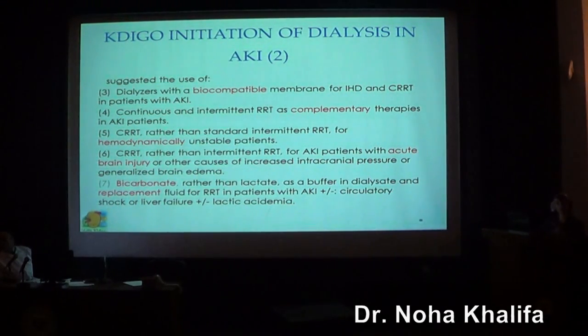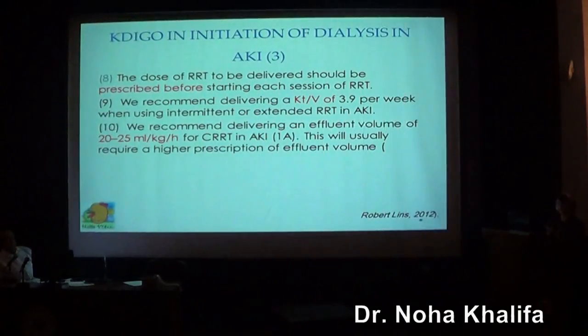So there's no one method that's superior over the other. You have to select your patient and accordingly select his own agenda. But they agreed that the CRRT is better for hemodynamically unstable patients and those with brain injury. It's better to use bicarb rather than lactate because your patient in ICU probably has some kind of liver insult as well, and you have to use a replacement fluid.